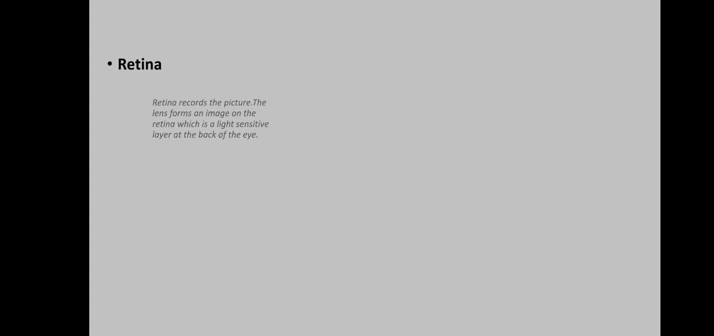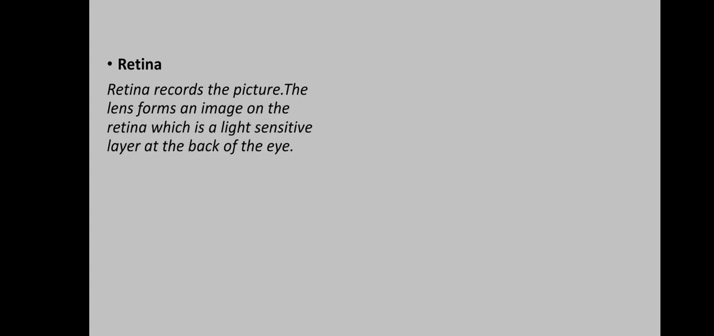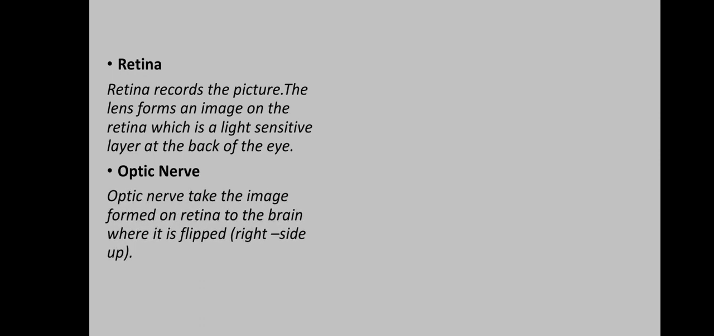Next part is the retina. Retina records the picture. The lens forms an image on the retina, which is a light sensitive layer at the back of the eye. Optic nerve. Optic nerve takes the image formed on the retina. As the light is incident on any object, and when it enters our eye, we can see that thing and its image is formed on our retina.